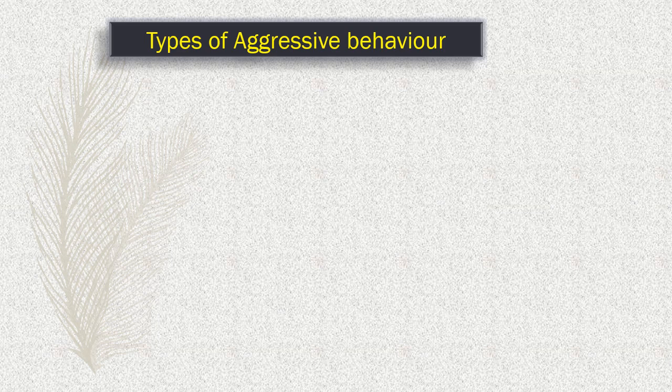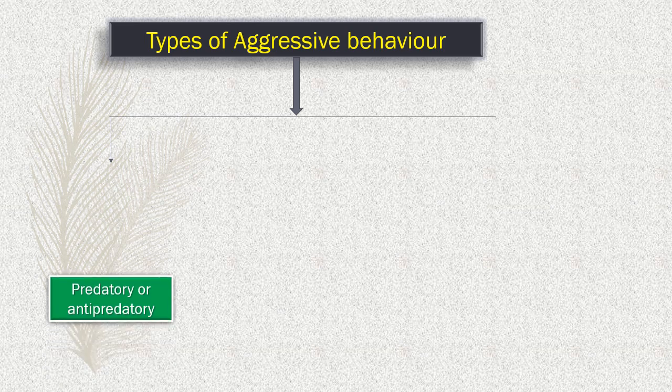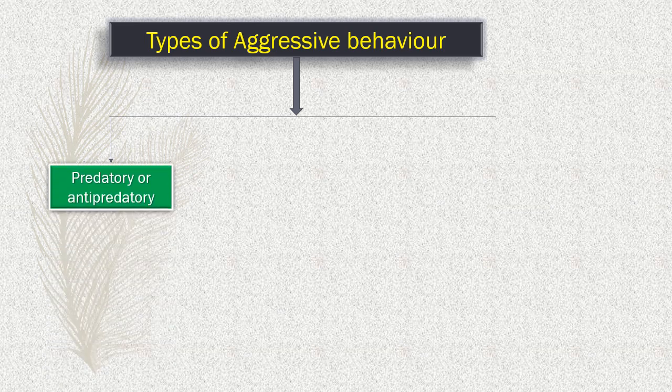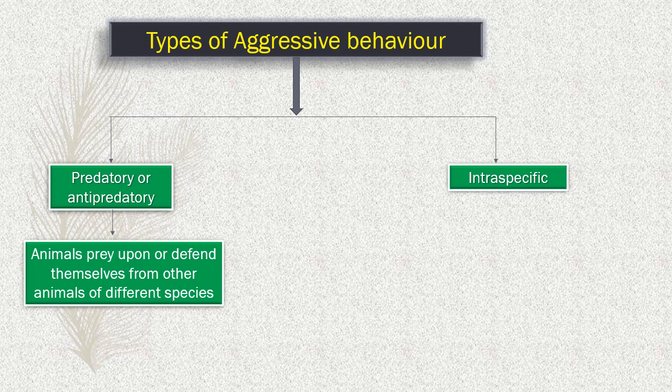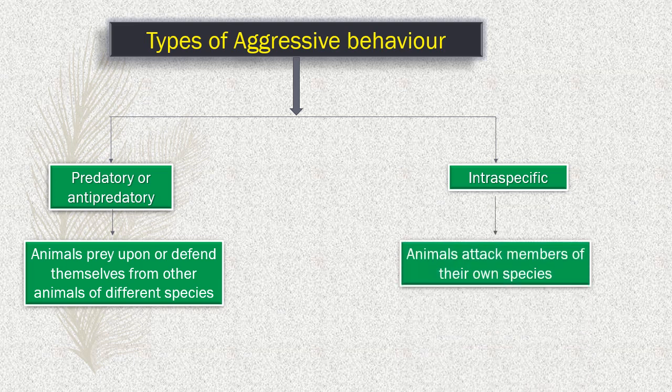There are two types of aggressive behavior. Number one, predatory or anti-predatory, and second one, intraspecific aggressive behavior. In predatory or anti-predatory type of behavior, animals prey upon or defend themselves from other animals of different species. And in intraspecific, animals attack members of their own species.